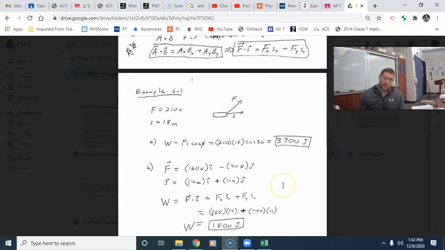Just understand how we use this formula, right? Again, if this force was in the same direction as S, we could just multiply them, or consider the angle, excuse me, 0 degrees, and cosine of 0 is 1, which is F times S anyway.